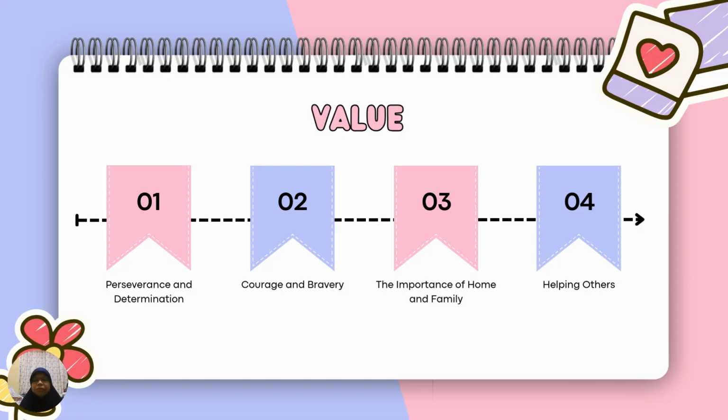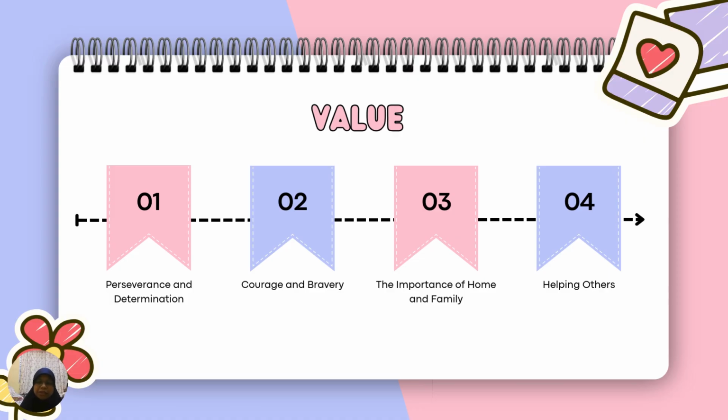From the book, we can also teach moral values to our pupils. The first one is perseverance and determination. Oyen teaches us to never give up even when things seem difficult or uncertain. Oyen may face various challenges and obstacles on its journey, but it keeps trying to find its way home. This teaches the value of persistence and not giving up when faced with adversity.